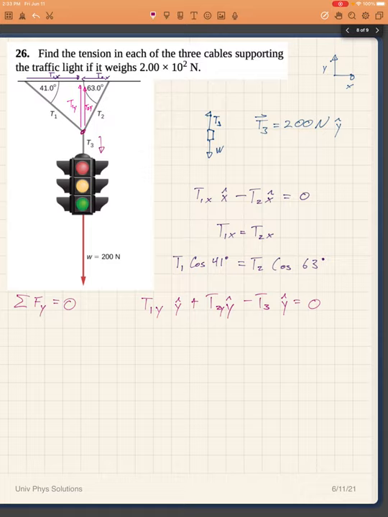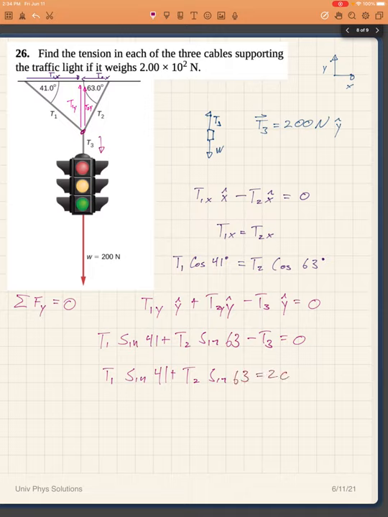Using the same geometric arguments, I can see that T1y and T2y are proportional to the sine of the angle. So I'm going to have T1 sine of 41 plus T2 sine of 63 minus T3 is equal to 0. And again, I know what T3 is. So this helps me. So I have that T1 sine of 41 plus T2 sine of 63 has to be equal to 200.